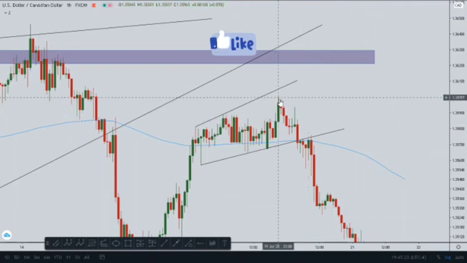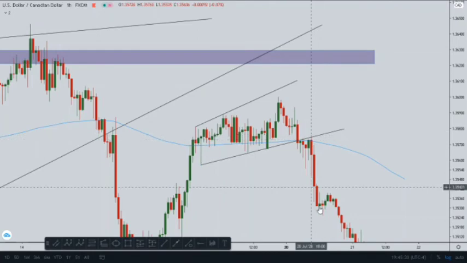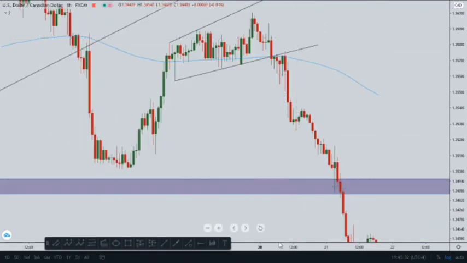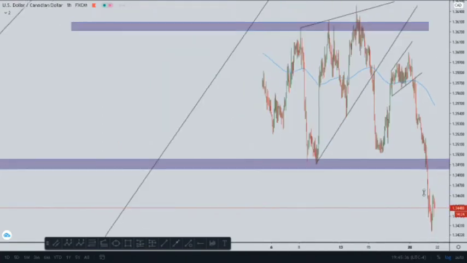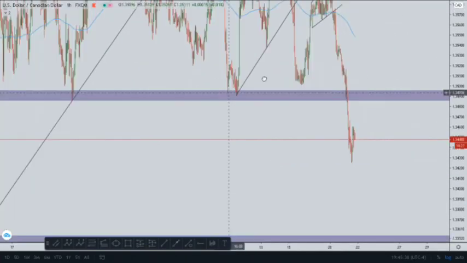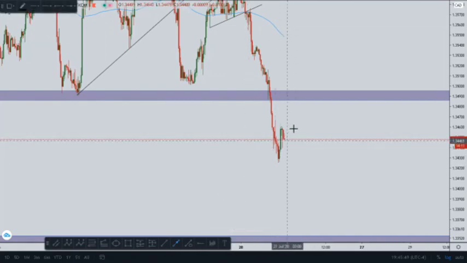So we see that break here. When support is broken, what does it become? Resistance, which is retested, and then the continuation down. This major support level that was respecting price for so long, what do we see? Price came all the way, broke this level, and now we're looking for a retest. So we're looking for this. Now that it has found support, we're looking for a retest here.